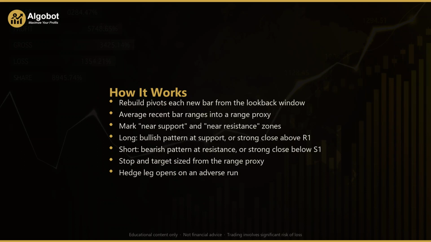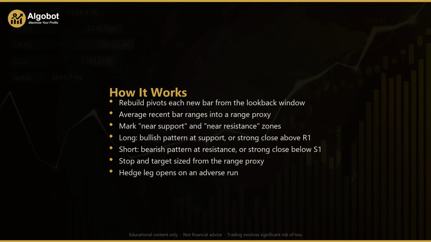With the pivots in place, the strategy measures how close the most recently closed candle came to its key levels. If the candle's low is within a defined zone around support or the central pivot, the area is marked as near support. If the candle's high is within that zone around resistance or the pivot, it's marked as near resistance. The zone width is a fraction of the range proxy, so it automatically widens in volatile conditions and tightens in quiet ones.